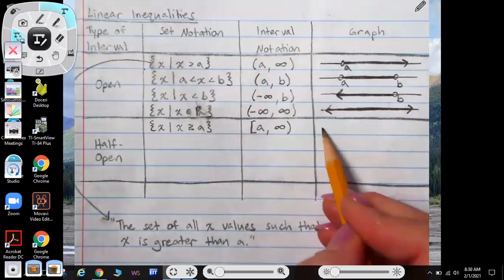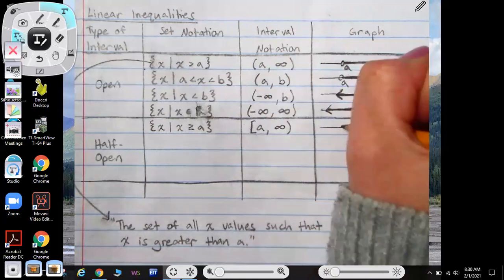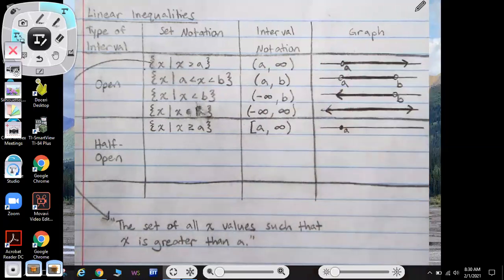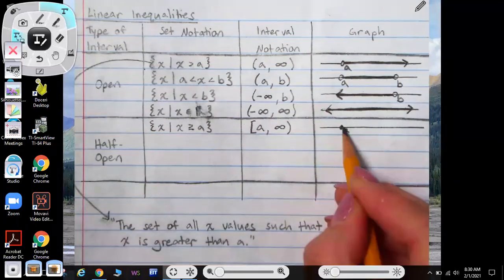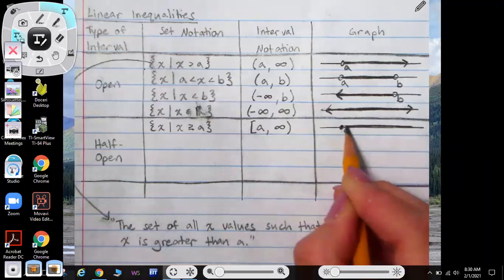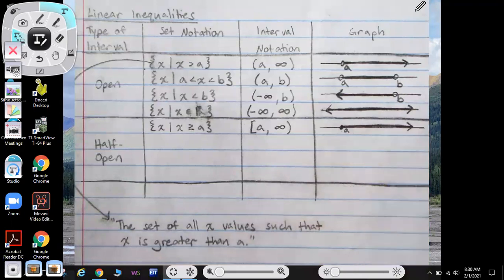So this graph is going to look very similar to the first graph we drew, except instead of an open circle at A, now we're drawing a closed circle because we're including A in our interval. And we're also including all the numbers greater than A as well. So we shade the right side of the line.